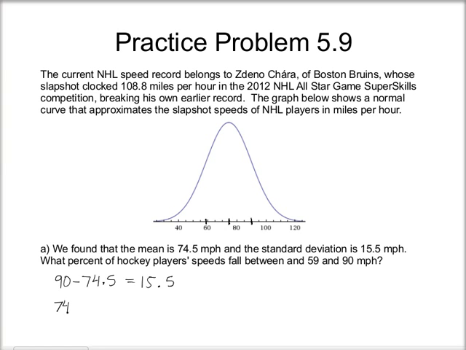And then for the other one, 74.5 minus 59 is also 15.5, so that is one standard deviation to the left of the mean. So I'm looking at this area on my chart. And since these are one standard deviation away from the mean, 68% of hockey players are going to fall in this range. So that's my answer for part A.